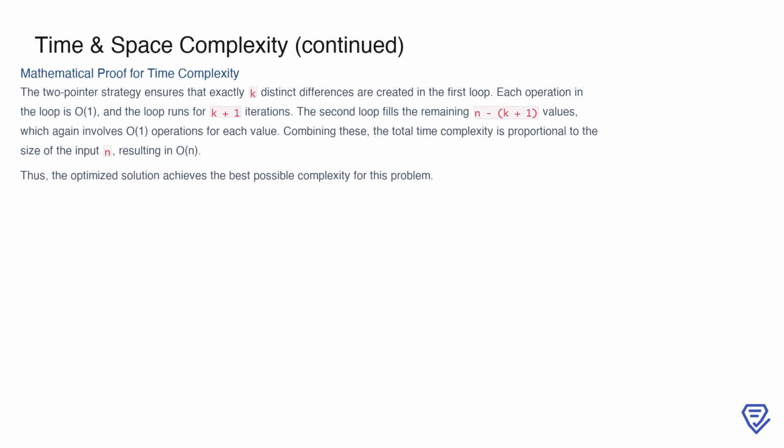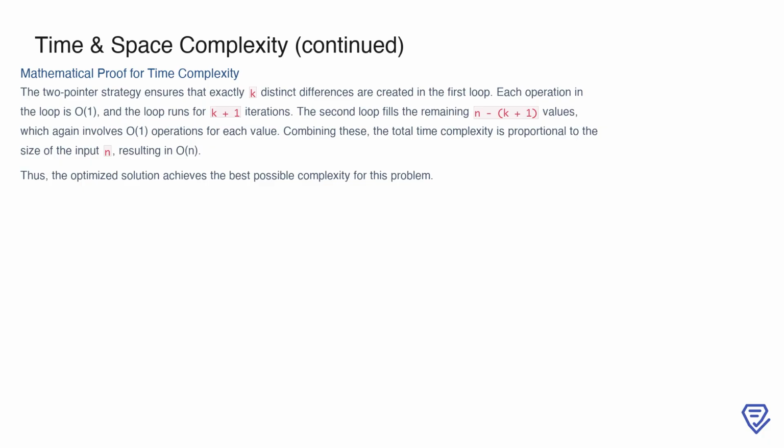The mathematical basis of the time complexity lies in the efficiency of the two-pointer strategy. The first loop, which ensures exactly k distinct differences, performs O(1) operations for each of its k plus 1 iterations. Similarly, the second loop, responsible for filling the remaining n minus k minus 1 values, also involves O(1) operations per value.